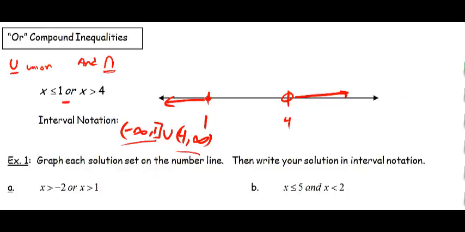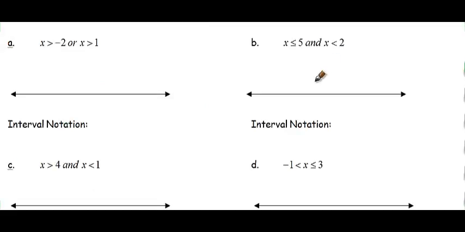Alright, let's try a couple more practice problems. So let's try this first one. This was an or. So you put the -2 on the line, you put 1 on the line, and you just do what it says. So -2 is open, and that goes to the right. 1 is open, and that goes to the right.